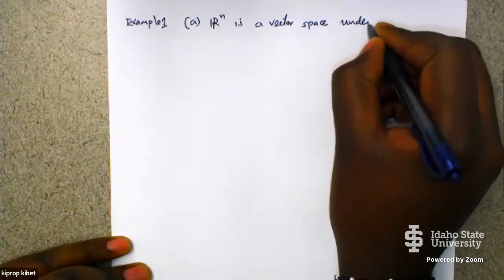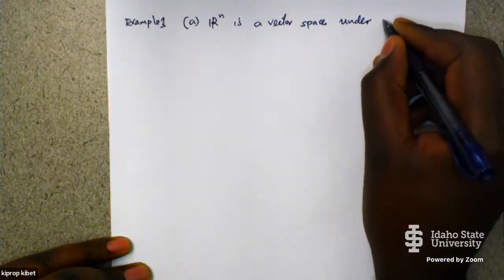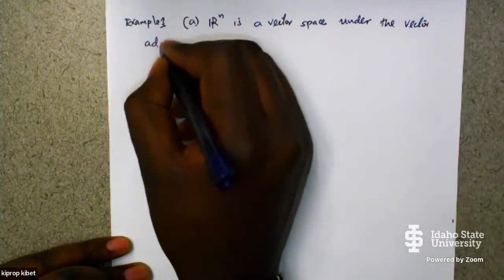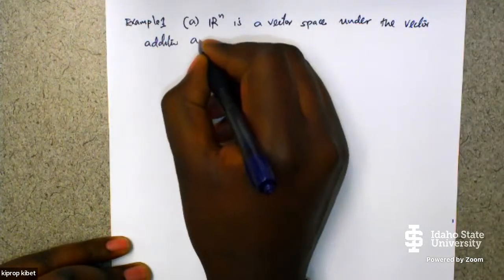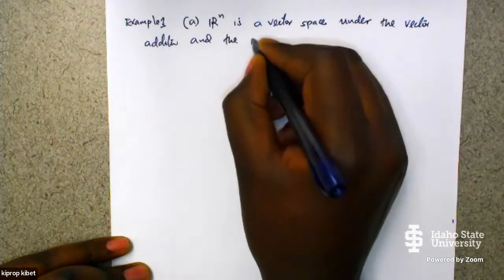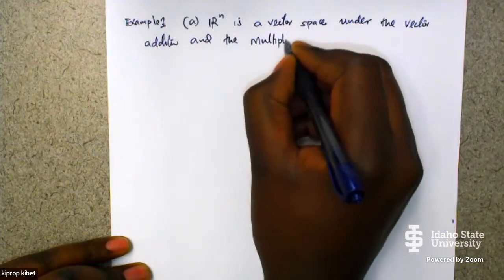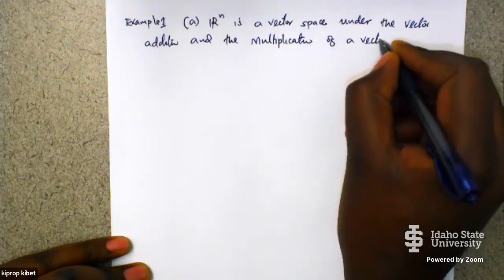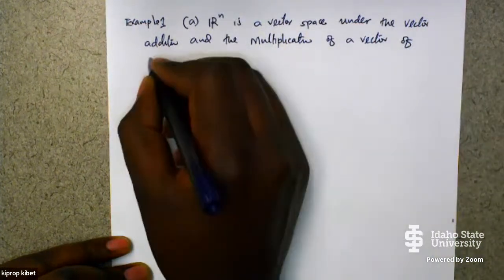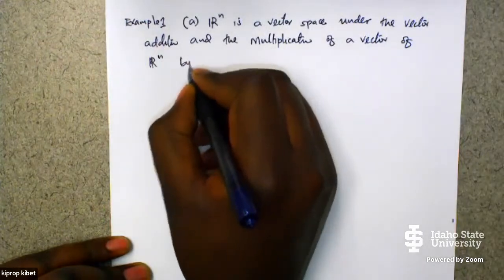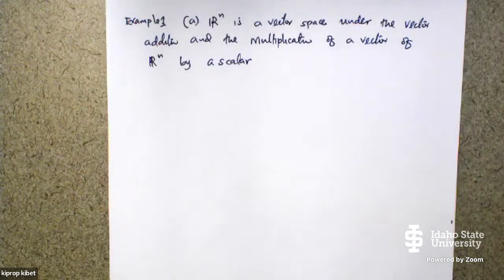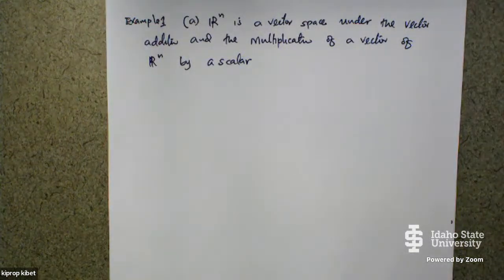And this is a vector space under the vector addition and also the multiplication of a vector of Rn by a scalar. We have actually looked at it, so you can go back to your notes.